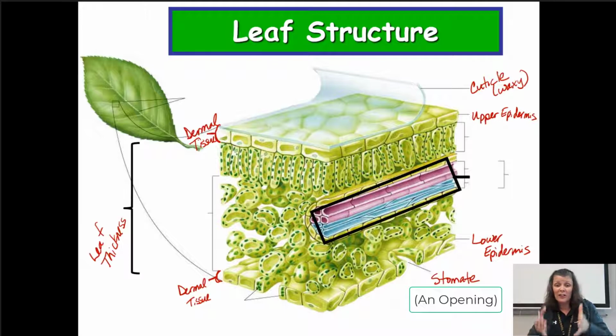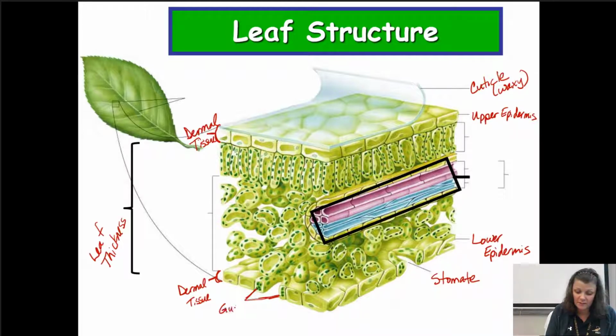But what's guarding the hole on either side, we come over here to where these lines are. They're pointing at the cells that surround the opening, the stomate, and these are called guard cells. And we're going to talk about how they decide if a stomate is going to be open or closed. It's quite fascinating, actually. So that takes care of our dermal tissue.